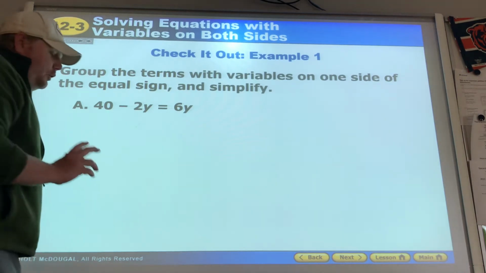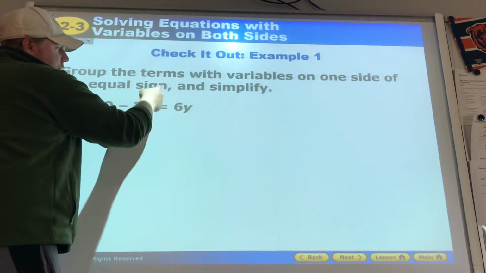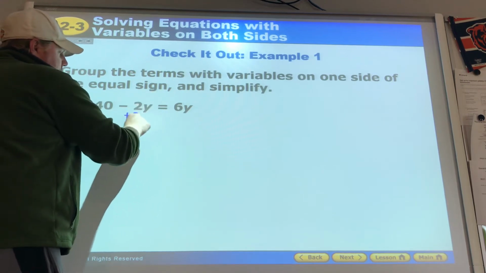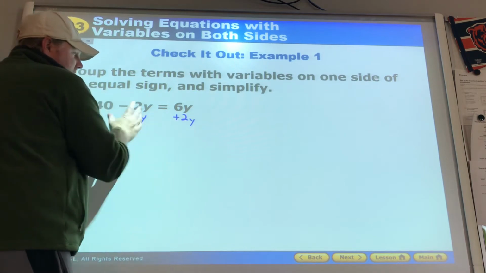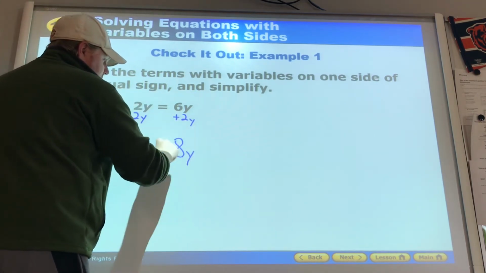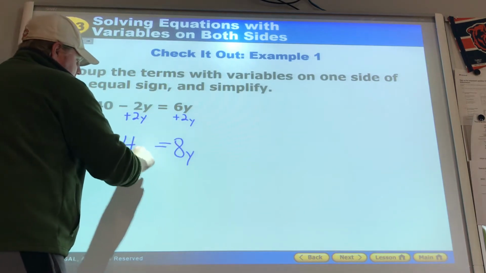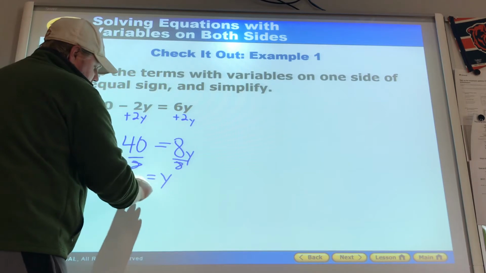Over here, hopefully you can see. I want to combine these. They're not on the same side, so I have to add 2y to move this. Add 2y on the other side, because what I do to one side, I have to do to the other side. I will get 8y equals 40, divide by 8, y equals 5.